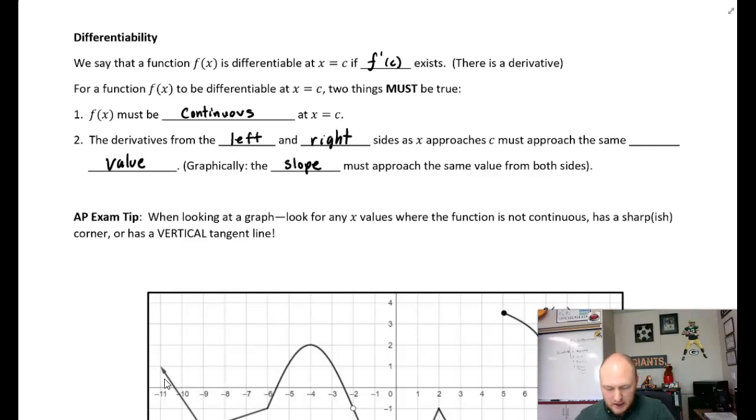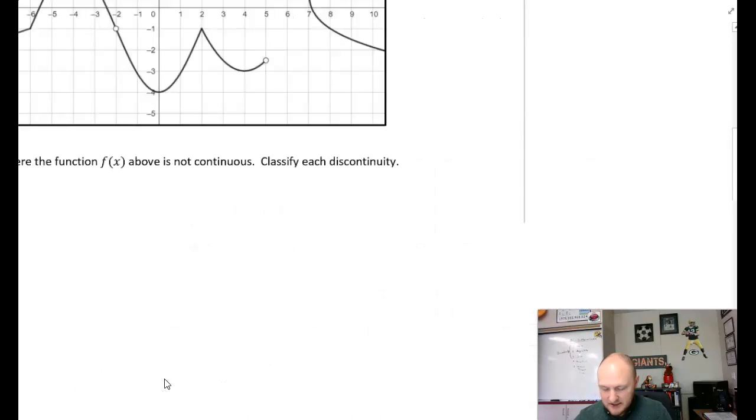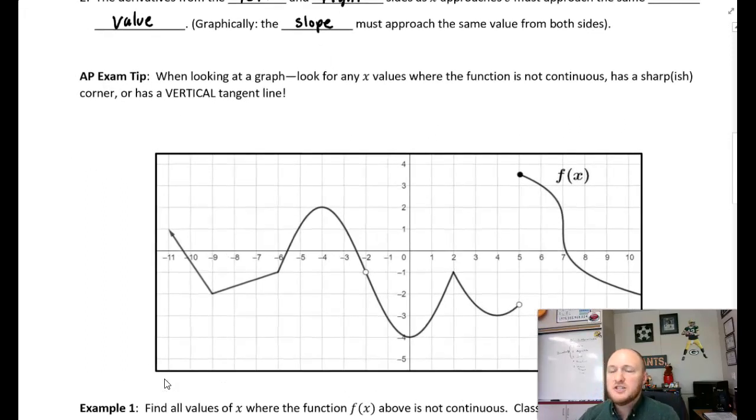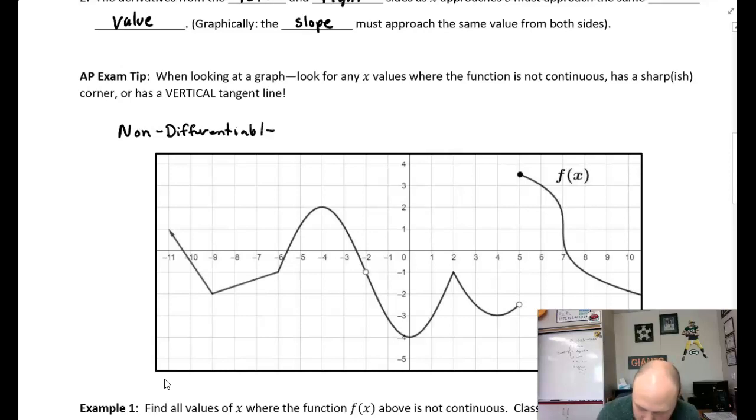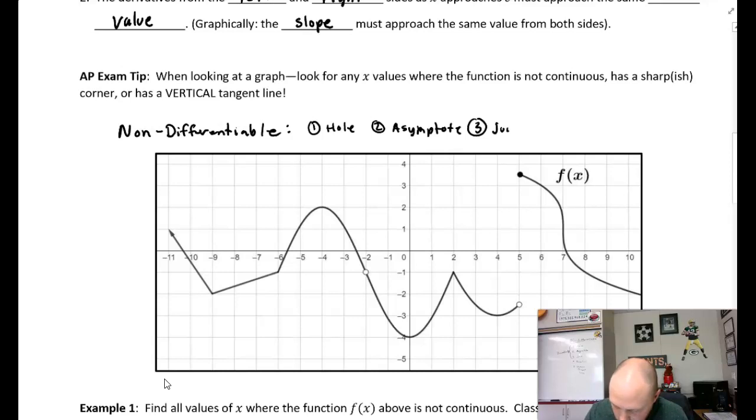Okay, so right here, AP exam tip, they give us some hints about what it means to be non-differentiable. And actually, I'm going to have you write this word here: non-differentiable. So when is something non-differentiable? Well, we already talked about the continuity. So if there's a discontinuity, it's not differentiable. So the first one being a hole, the second one being an asymptote, and the third one being a jump. So if those three things occur, it's not differentiable.